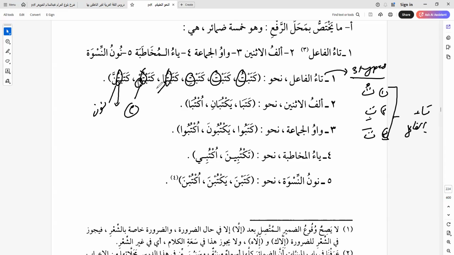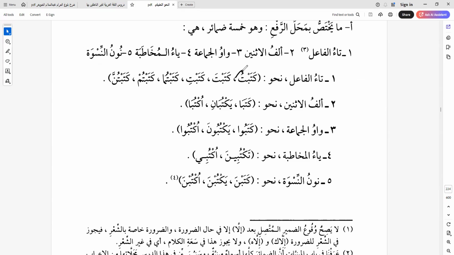So you can see that the ta'ul fa'il maintains the structure of ta when it moves to alif ithnain, then it moves to noon al-niswa, right? And then it moves to jama'ah. Very, very important. So all these are ta. Because sometimes people get confused with the ta'ul fa'il. They think ta'ul fa'il is always ta. But it can be tu or ti.